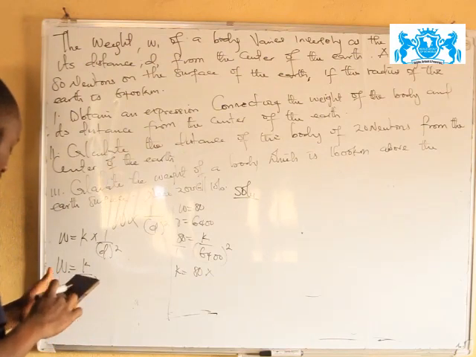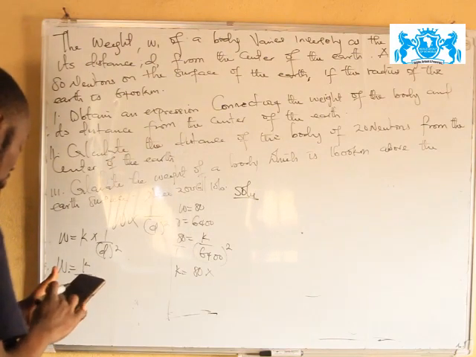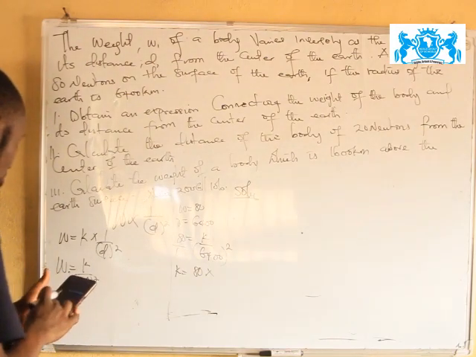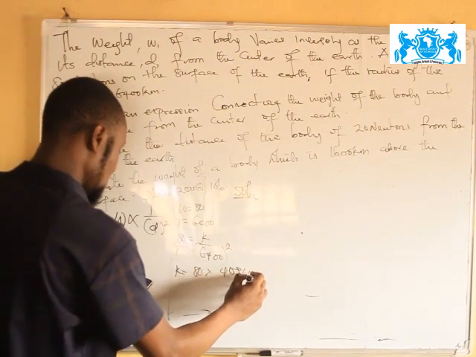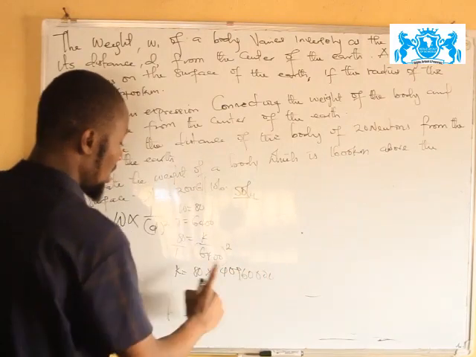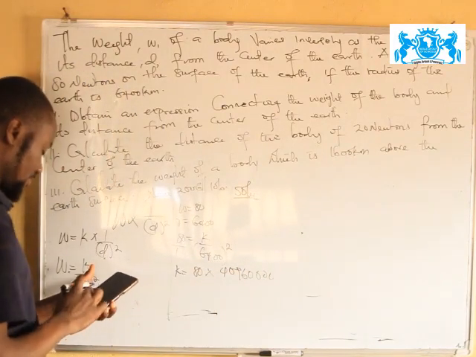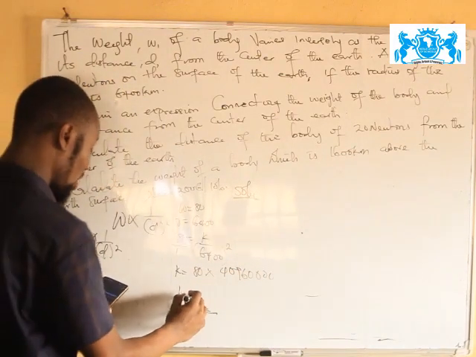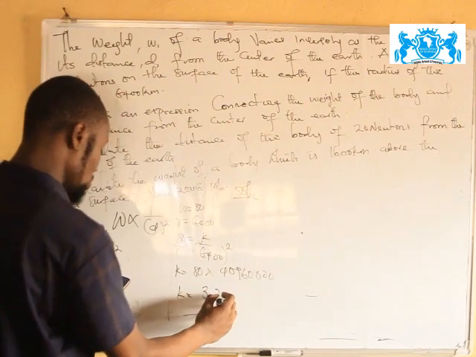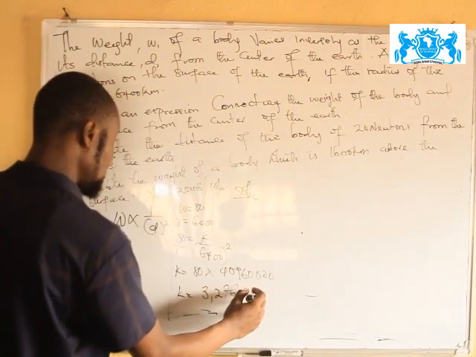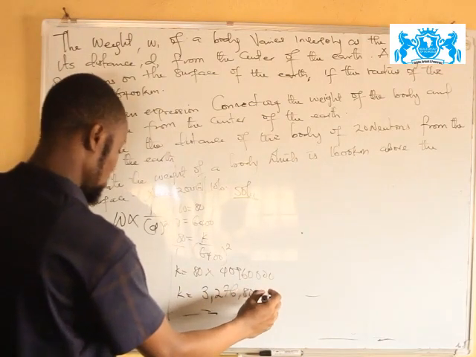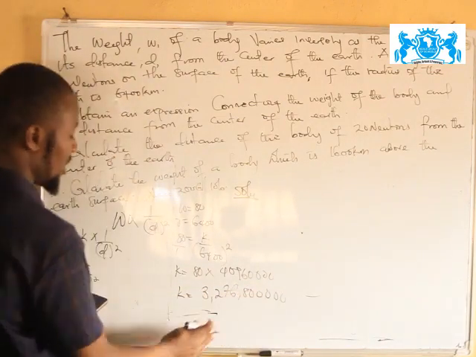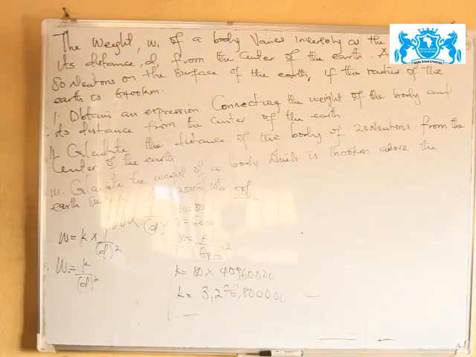6400 times 6400, we'll be having 40,960,000. And when you now multiply it by 80, you're having a huge number. You're having 3,276,800,000. Now this is the value of the k.